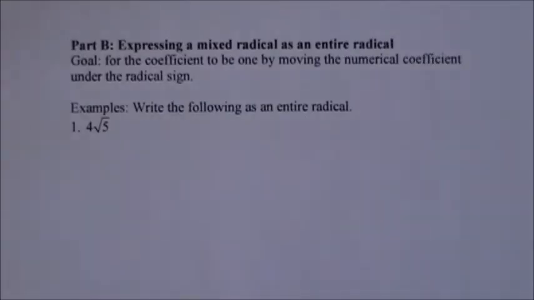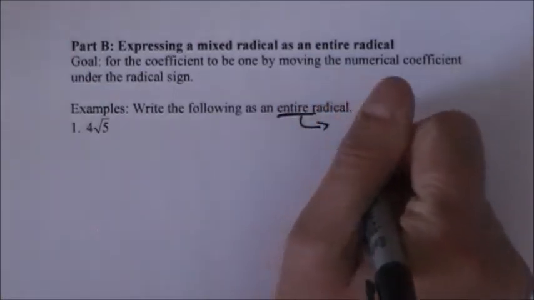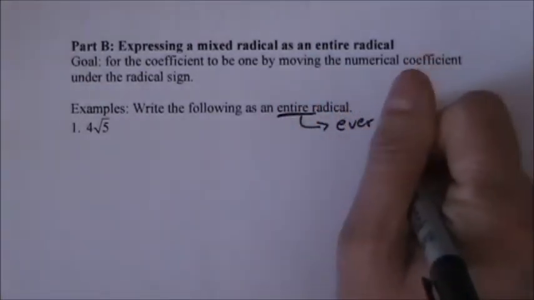Lesson 1, Part B, expressing a mixed radical as an entire radical. So our goal is for the coefficient to be 1 in front of our radical sign by moving the numerical coefficient under the radical sign and becoming part of the radicand. So what we're really going to be doing is the reverse of what we were doing before. For our examples, it says write the following as an entire radical. Entire means everything under the radical sign.